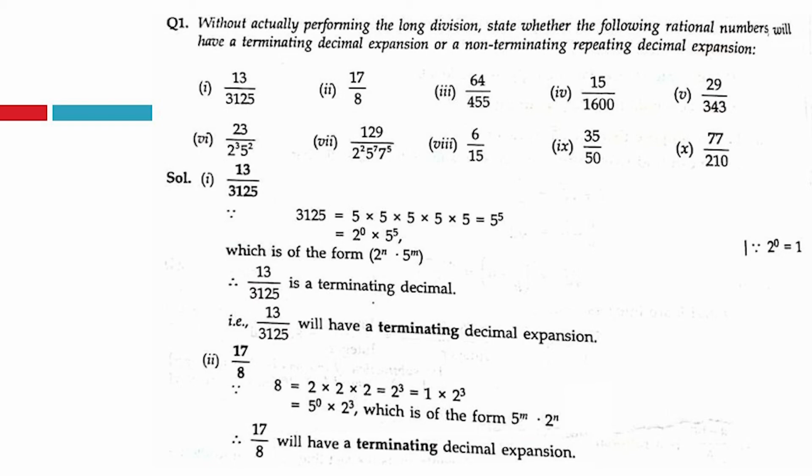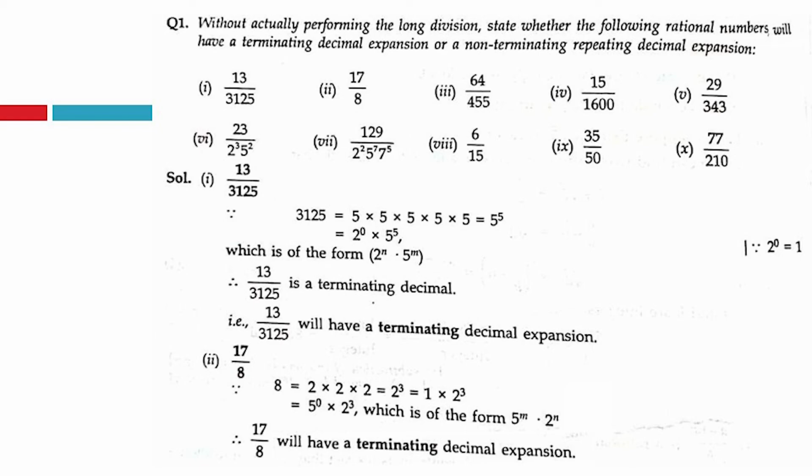That is equals 2 raised to 0 into 5 raised to 5, which is of the form 2 raised to n, 5 raised to m. Therefore, 13 divided by 3125 is a terminating decimal. That is, 13 divided by 3125 will have a terminating decimal expansion.